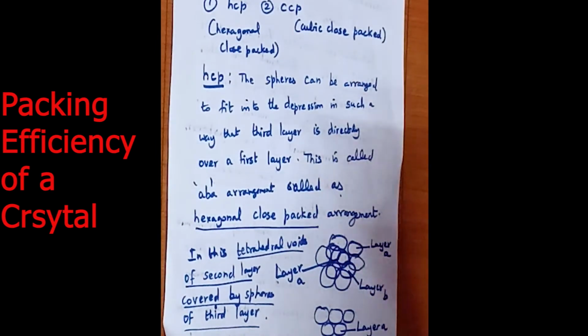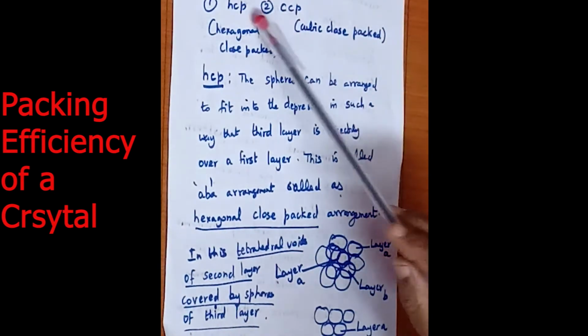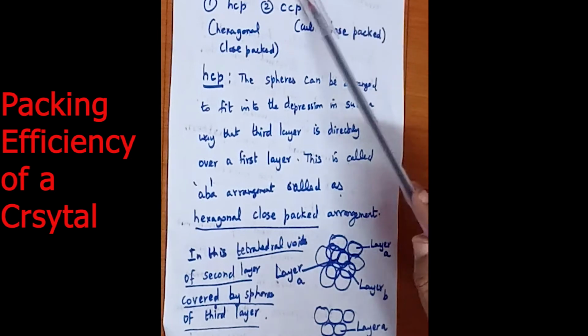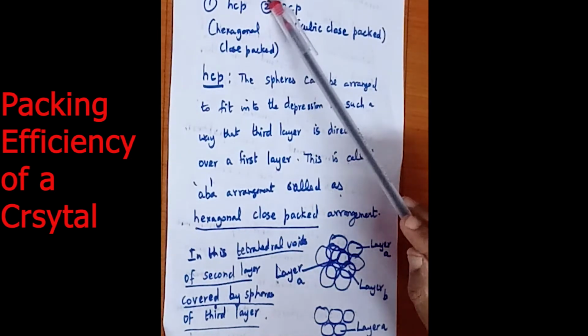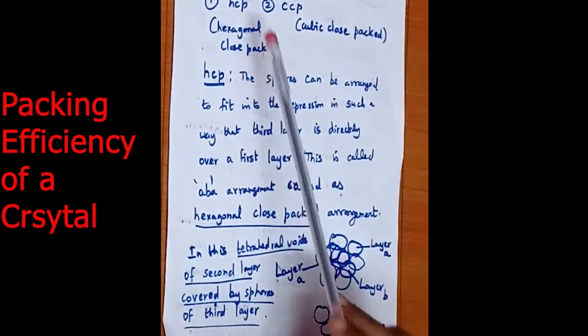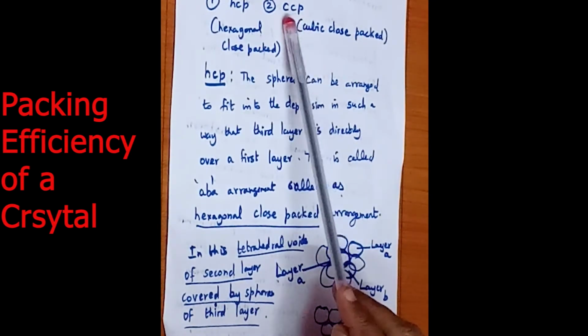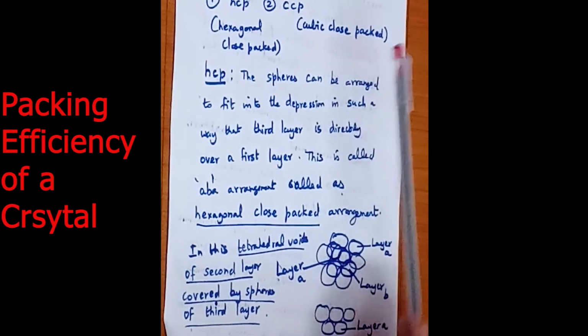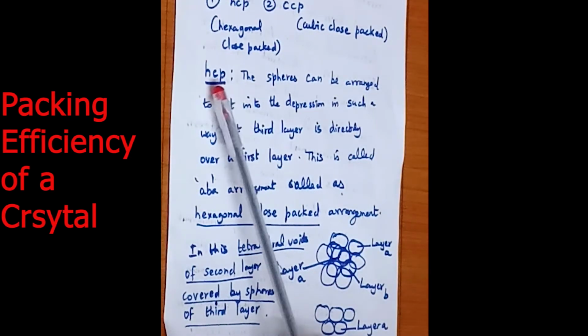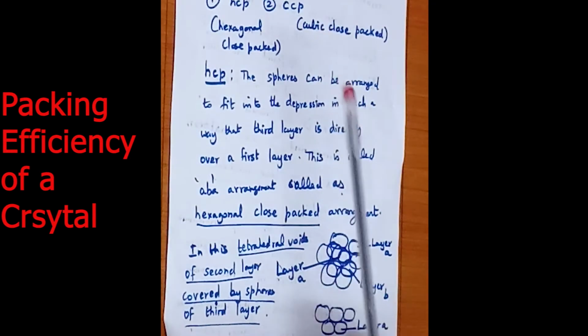We have seen the first layer: the formation of the first layer is the arrangement of spheres or atoms in the first row. In the formation of the second layer, the atoms fit into the depression in the first layer. Third is the third layer of atoms. Here also the atoms are arranged in 2 different ways: one is HCP, hexagonal close pack, and the other is CCP, cubic close pack. First we shall see the hexagonal close pack arrangement in the formation of the third layer.